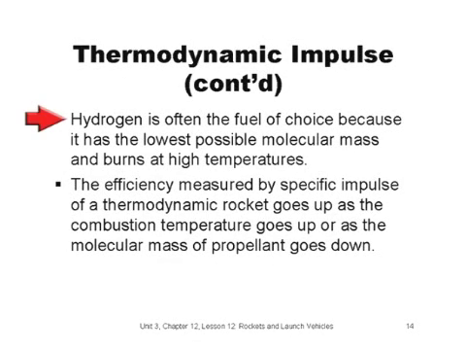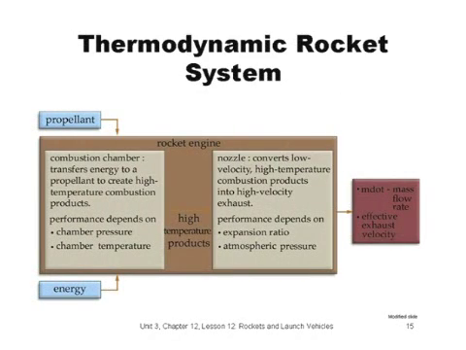For this reason, hydrogen is often the fuel of choice because it has the lowest possible molecular mass and burns at high temperatures. This is an important concept, so let's restate it. The efficiency or specific impulse of a thermodynamic rocket increases as the combustion temperature increases or as the molecular mass of propellant decreases. This diagram is an expanded view of a thermodynamic rocket system. It's a summary of all the material in this lesson so far, so pay special attention as we go through the steps.